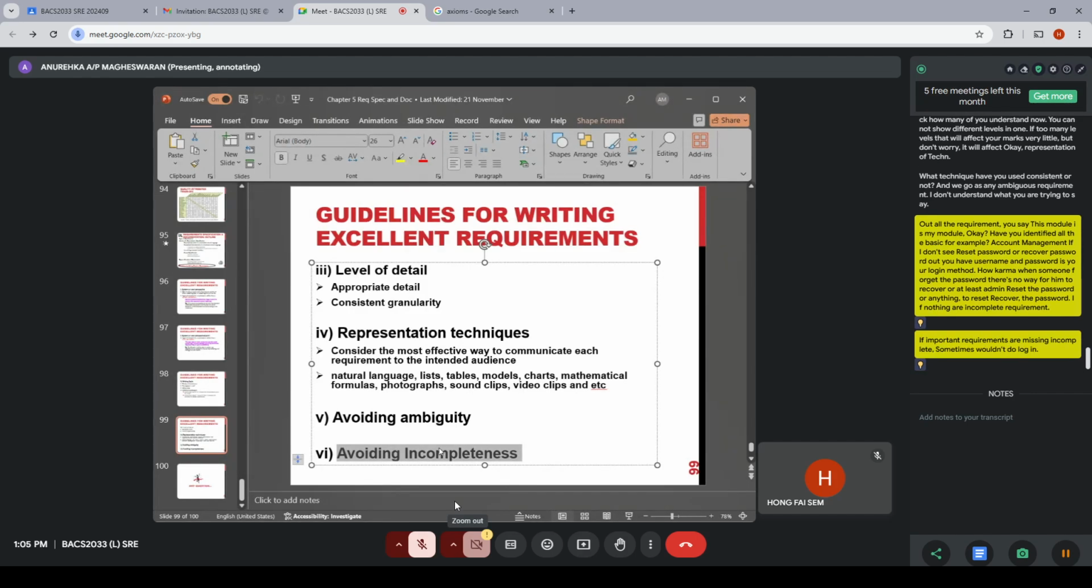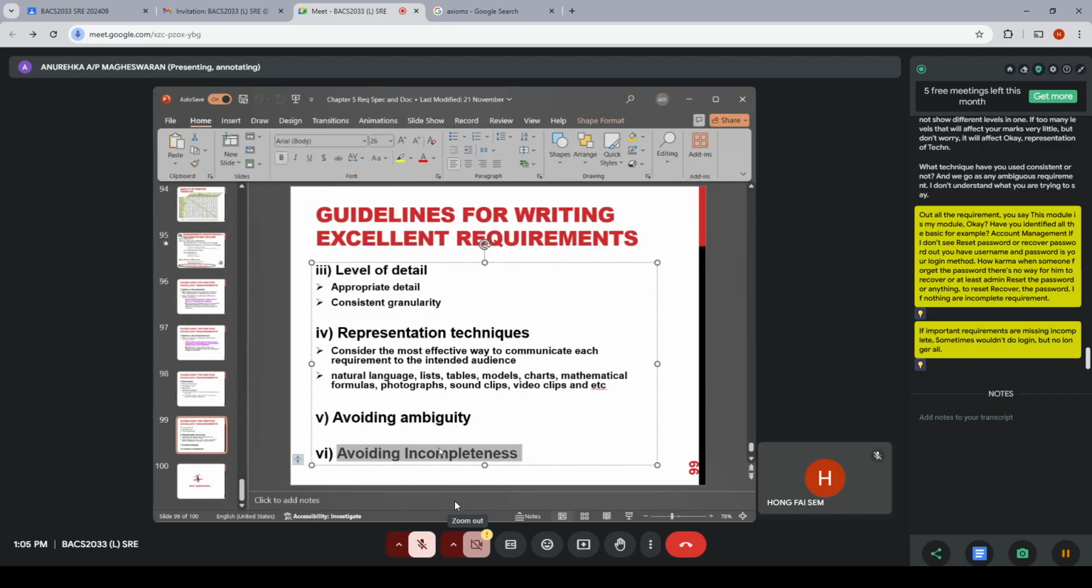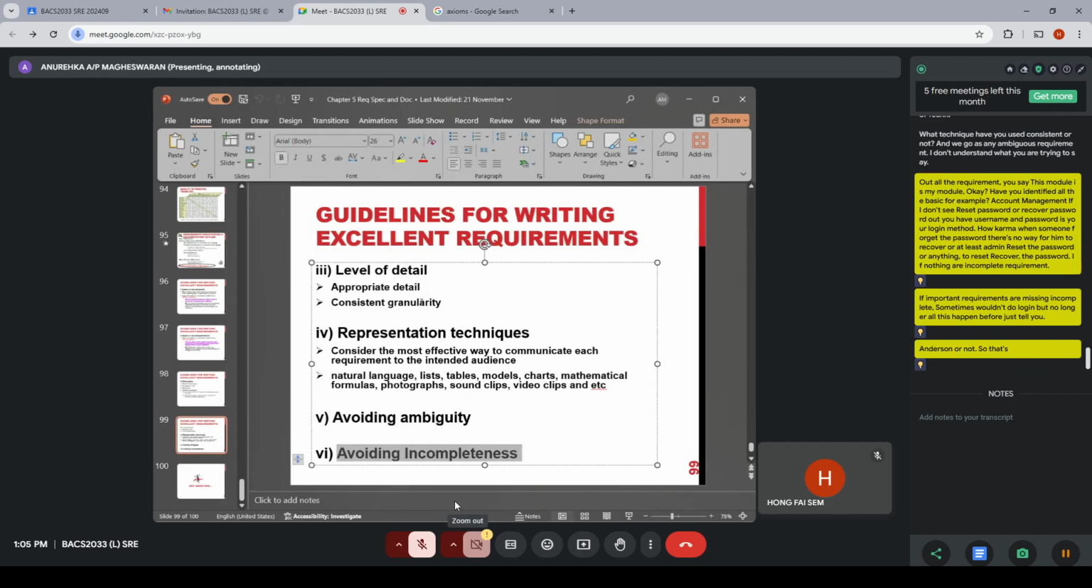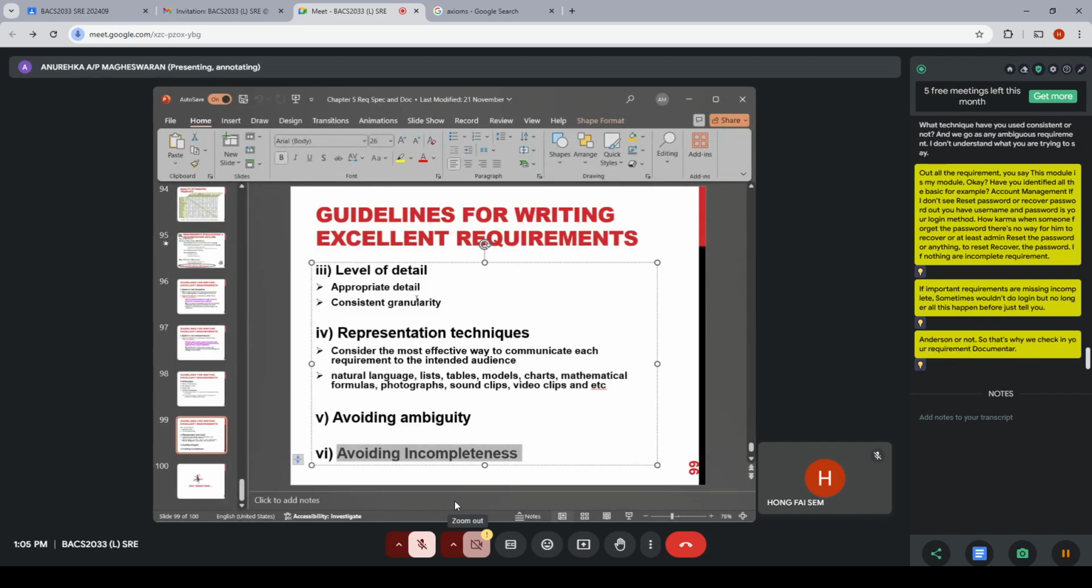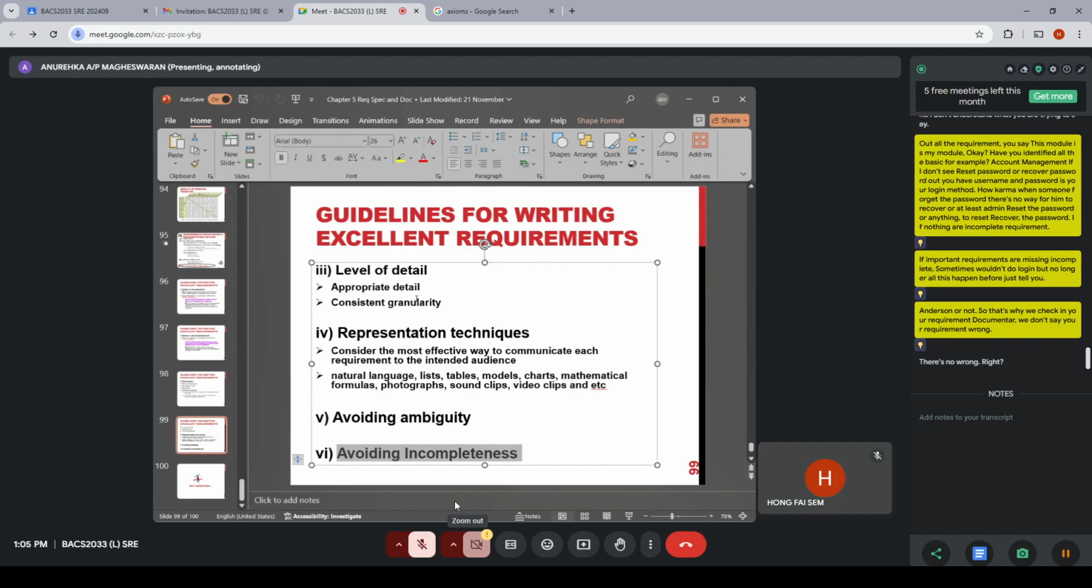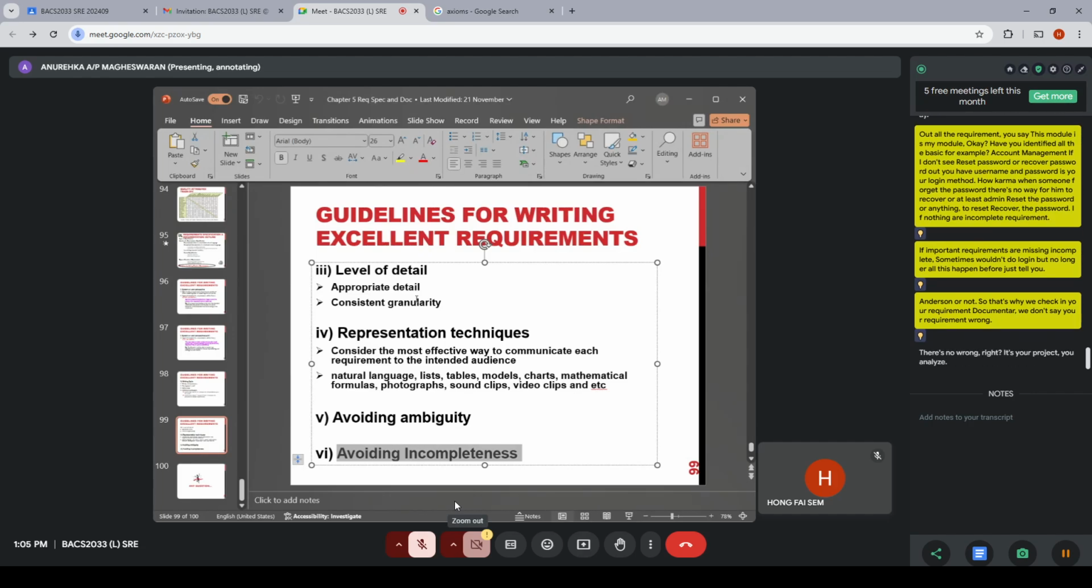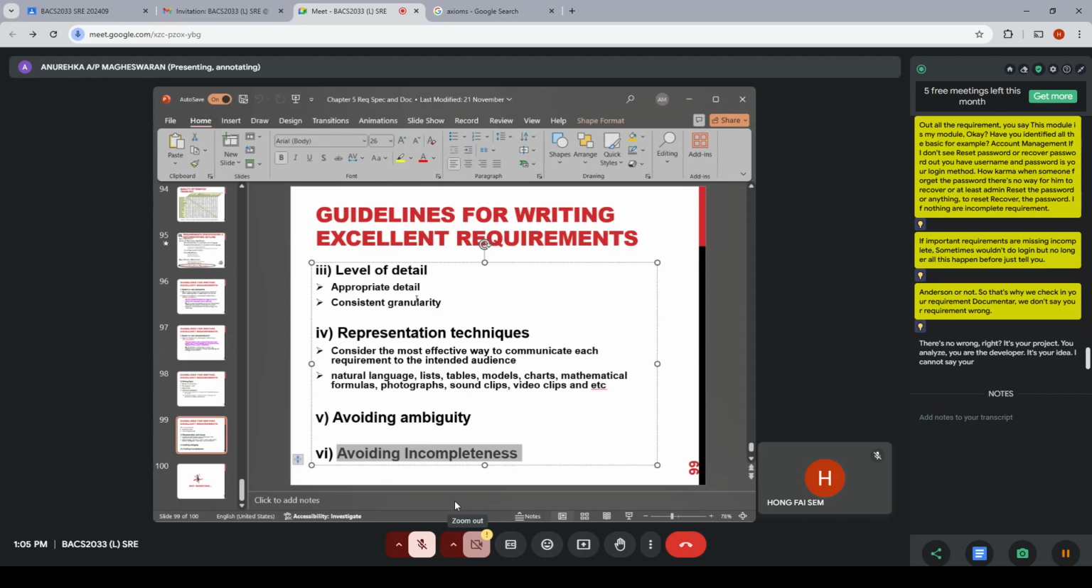Sometimes students do login but no logout. All this happened before, I'm just telling you. Understand or not? So that's why we check in your requirement document. We don't say your requirement is wrong. There's no wrong or right. It's your project. You analyze, you are the developer. It's your idea. I cannot say your idea is wrong.